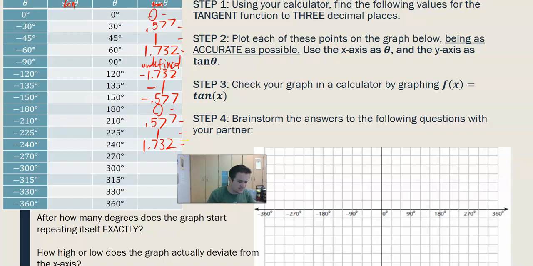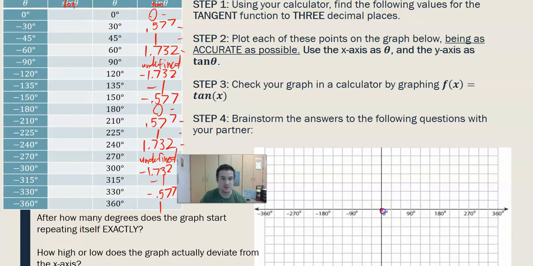Let's see, what's the tangent of 270 degrees? Oh my gosh! It's undefined! We expected that from our unit circle. We expected the tangent of 270 degrees to be undefined. Tangent of 300 degrees is negative 1.732, and guess what? This is going to be negative 1, negative 0.577, and 0. Okay, let's plot some of these points on my graph.